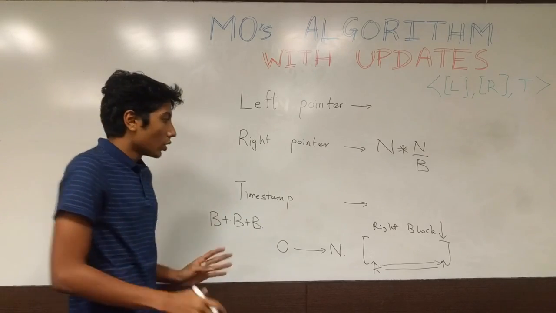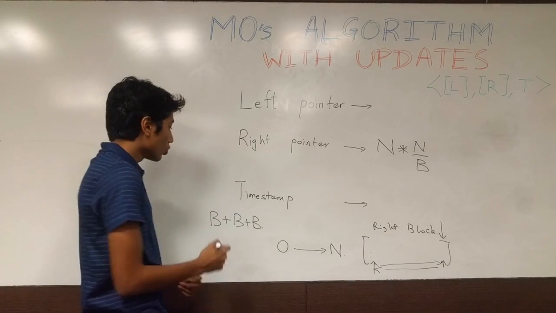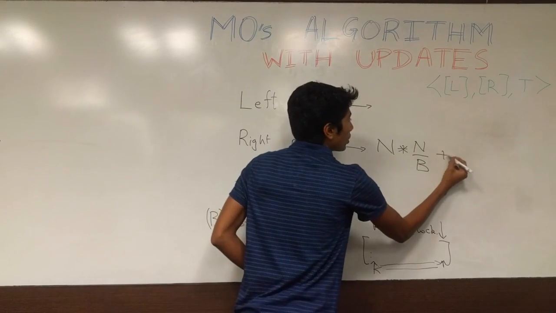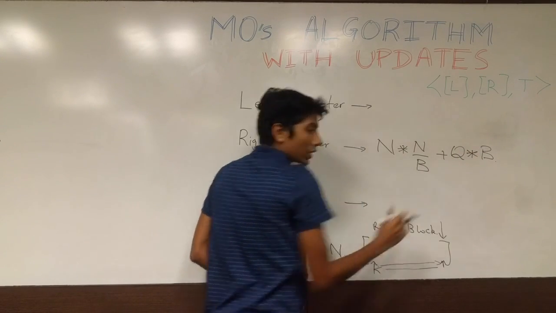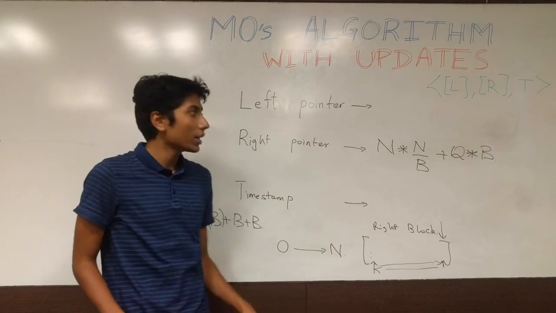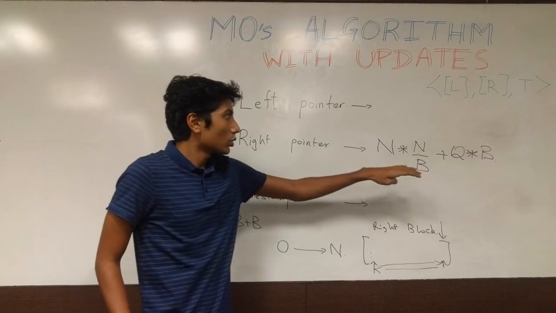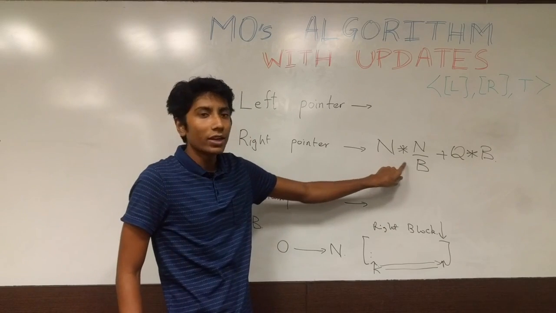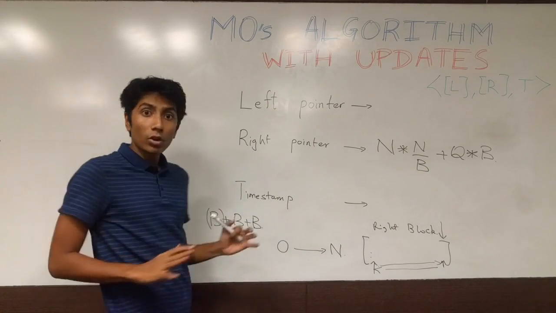So in total, for any given query, you might have to jump by B. So that is in total Q into B. This thing is a little difficult to get your head around, but if you think of it, for any given query, the right pointer is moving by at most B. And so the total complexity of that is Q into B, and this is for every block you have N by B. Alright, now let's have a look at the left pointer.